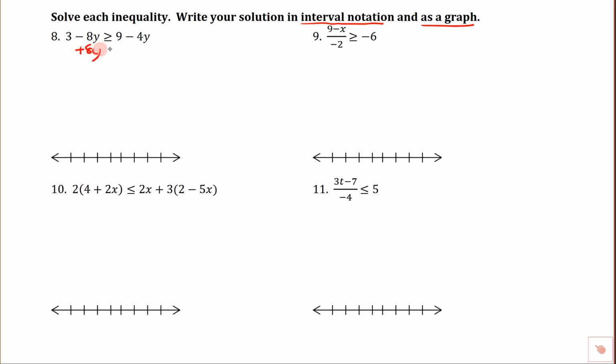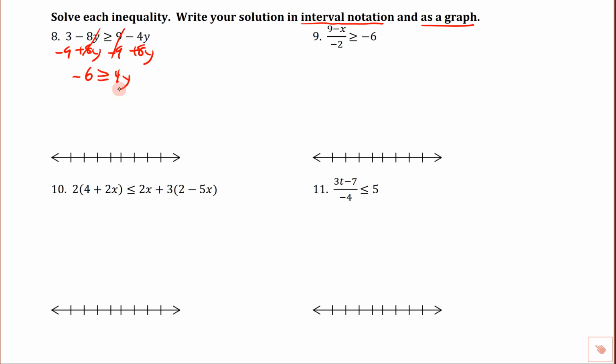So I'm going to add 8y on this side, add 8y over here. Those are going to cancel to be 0. And if I'm getting the y's over on this side, let's go ahead and move that 9 to the other side at the same time. So those are going to cancel. That's going to give us a negative 6 over here. Adding and subtracting, simplifying does not change the direction of the inequality, so we're going to leave it this way.